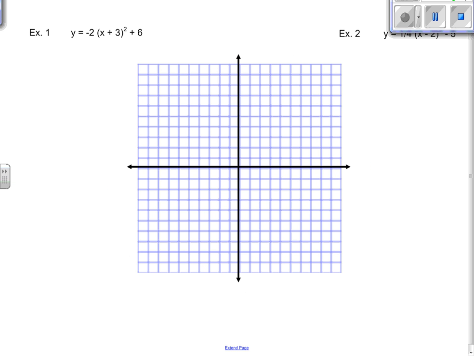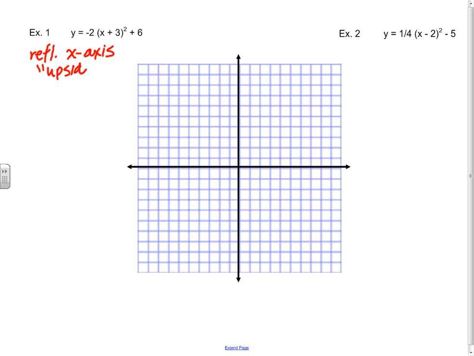Let's take a second to graph two parabolas and talk about the key features of parabolas. y equals minus 2(x plus 3) squared plus 6. So quickly I'm going to write down the different transformations that have taken place on my parent function y equals x squared. This should be recall from grade 10. The negative says it's a reflection across the x-axis. In grade 10 we would have said it's upside down.